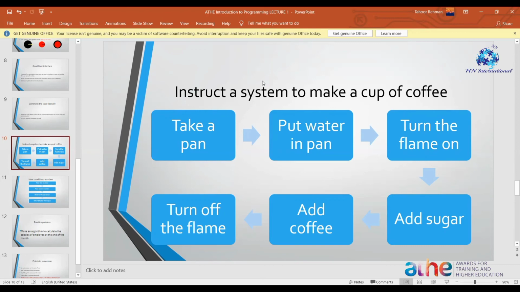So basically, we write algorithms to explain the steps, how things go from one step to another step. You cannot directly move on, like after you take a pen you directly add coffee and turn off the flame. So it's a series, a set of instructions. Okay, I got it.